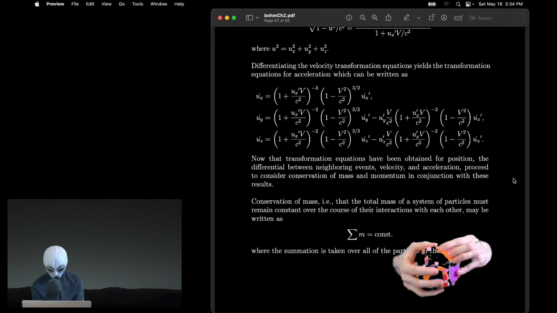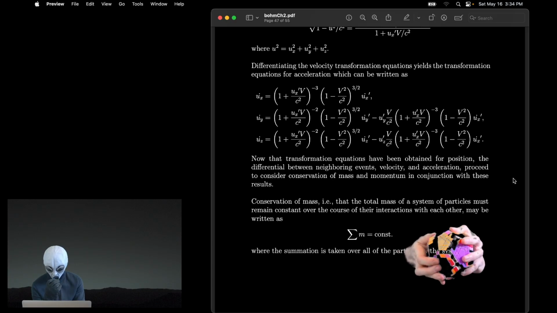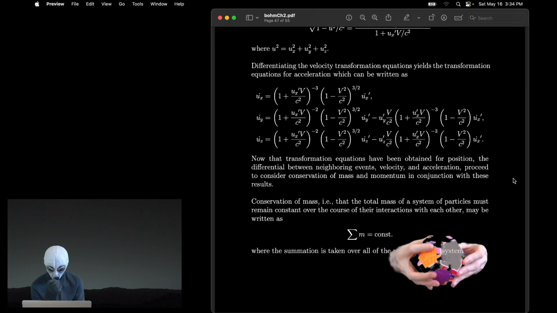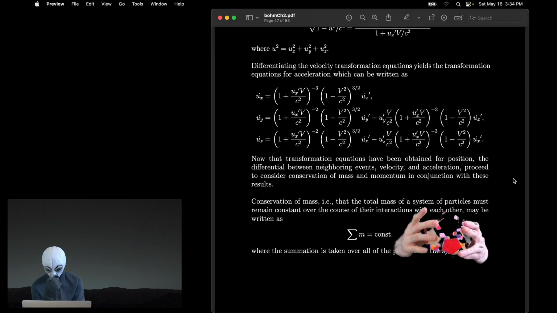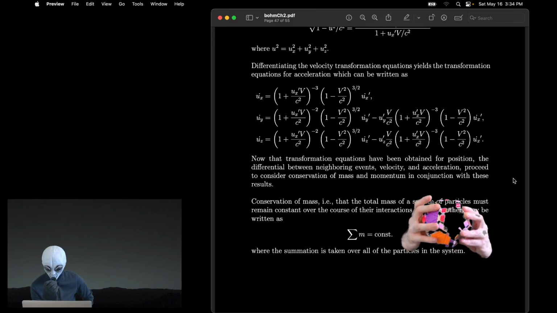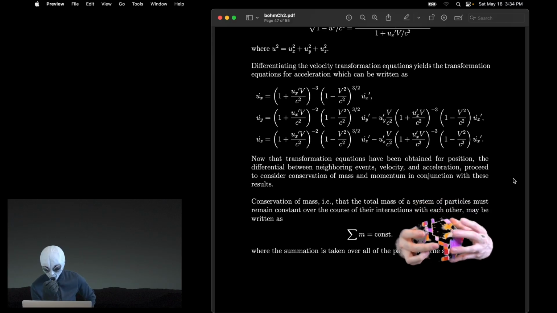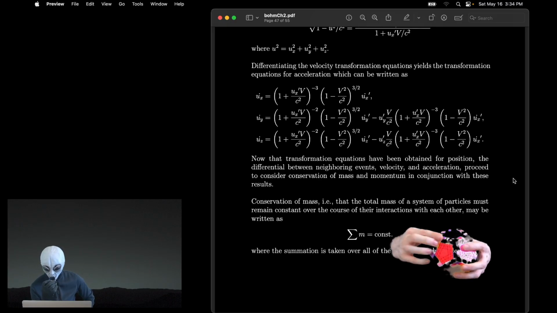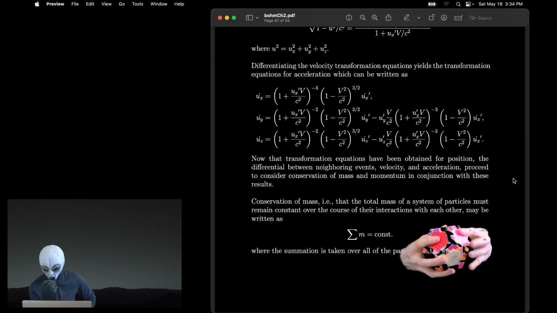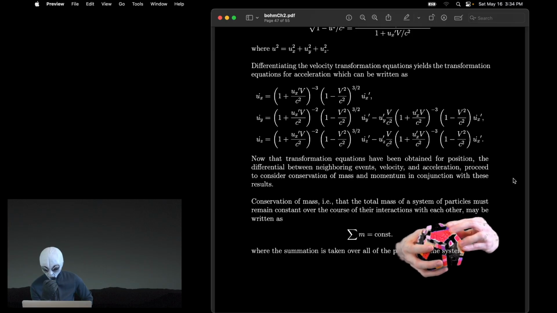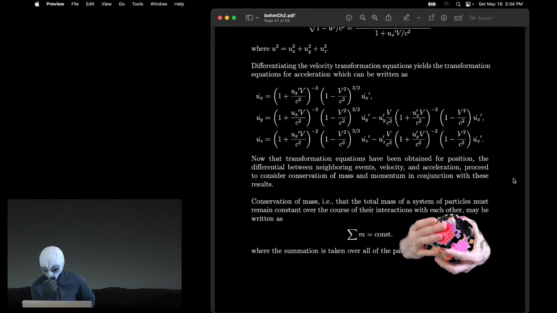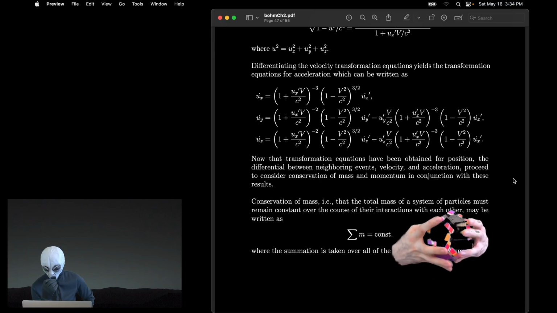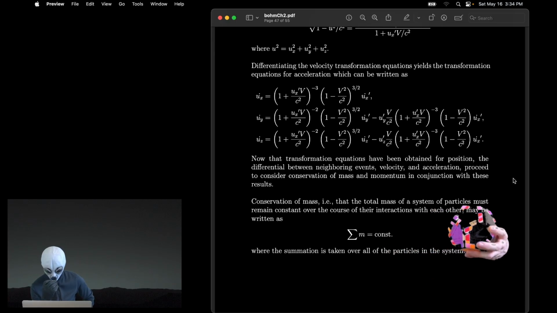And then we have u_y dot equals the quantity 1 plus u_x prime times V over c squared, to the negative 2 power, times the quantity 1 minus V squared over c squared, to the 3/2 power, times u_y prime dot, minus u_y prime times V over c squared, times the quantity 1 plus u_x prime times V over c squared, to the power of negative 3, times the quantity 1 minus V squared over c squared, times u_x prime dot.